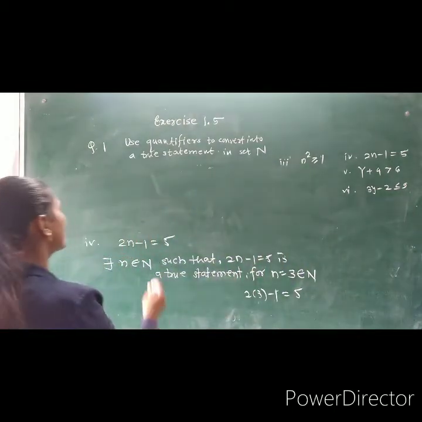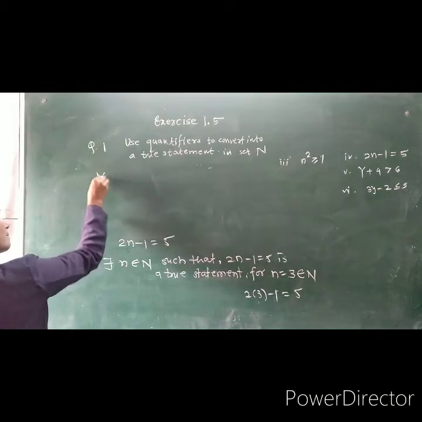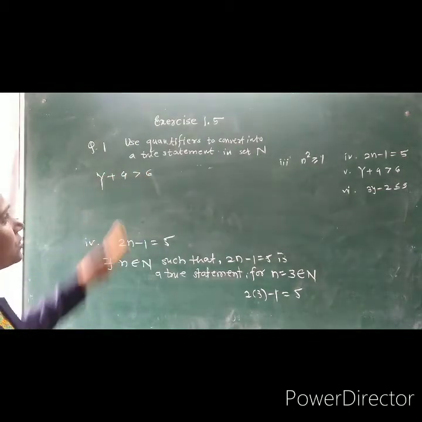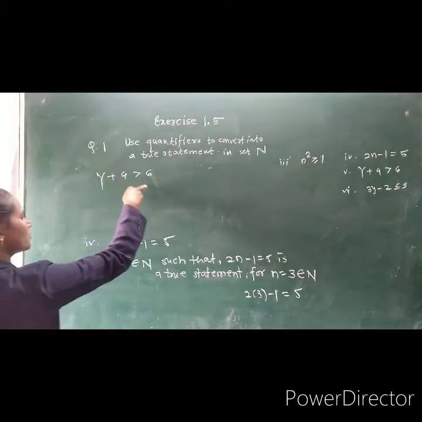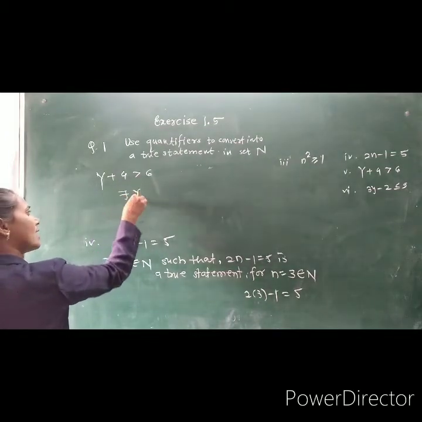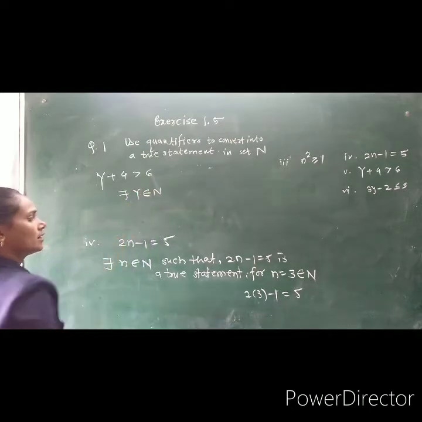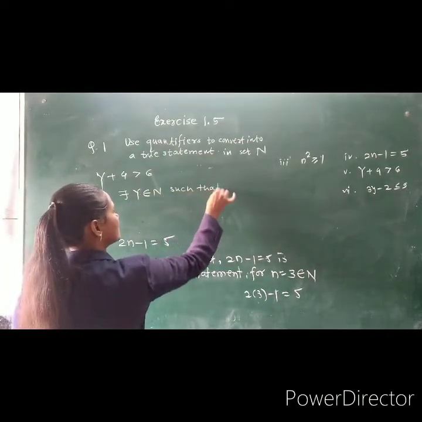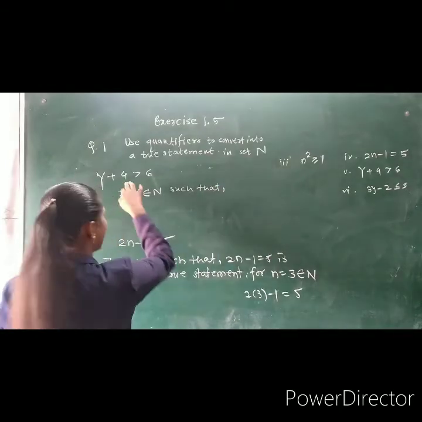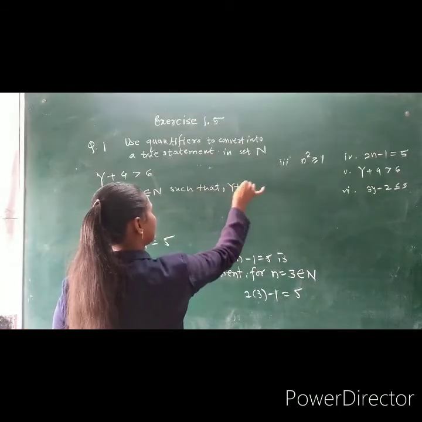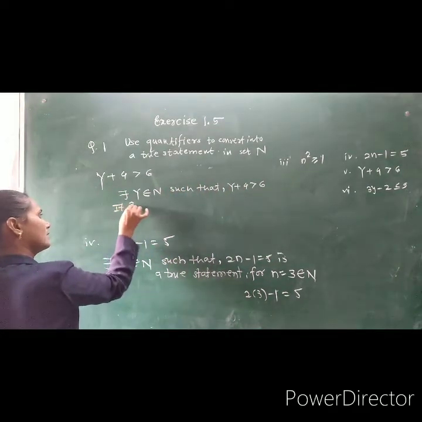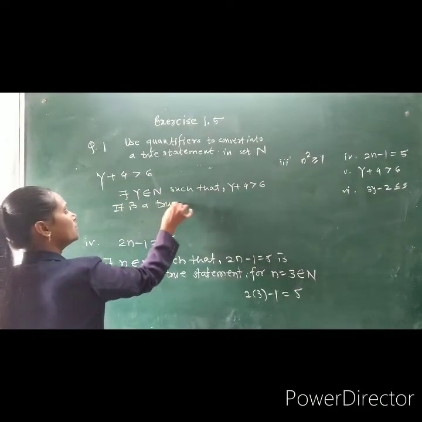y + 4 > 6. We have to convert it into a true statement. So y + 4 > 6: there exists y belonging to the natural numbers such that y + 4 is greater than 6. It is a true statement.